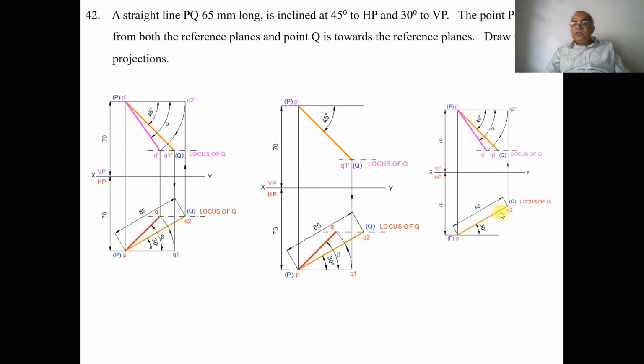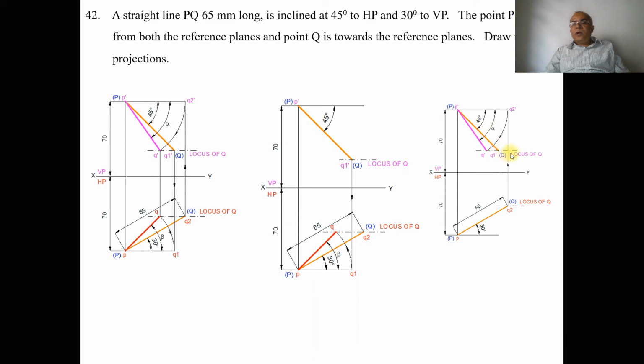So you project from Q2 to the front view such that it will touch the locus of P in the front view. Once you get this, you mark this point as Q2 dash. Both the points P dash and Q2 dash are above HP by 70 mm. Because of the locus of Q here, that means in the front view PQ is inclined at an angle of 45 degrees with respect to HP towards the reference plane.